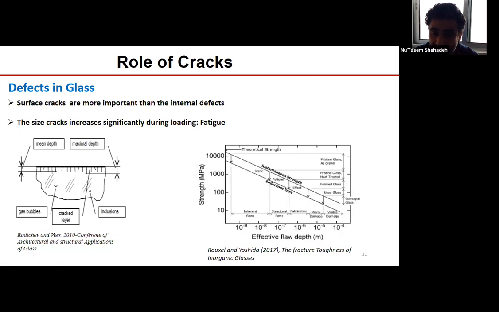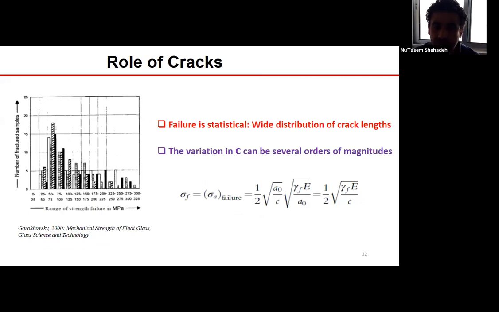The issue here, though, is that in any glass sample, there is a distribution of cracks. There is a wide, in fact, distribution of crack lengths within the samples, and one cannot define a fracture strength of glass samples as a number. This has to be associated with a reliability factor. So we cannot say that the strength of this sample is, let's say, 50 megapascal. We have to say this is 50 megapascal with a reliability of 50% or 70%.